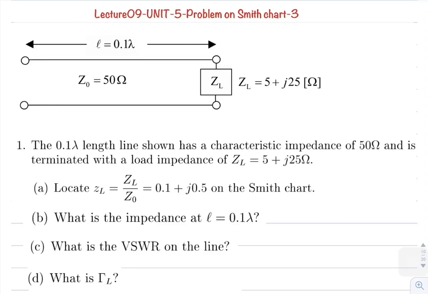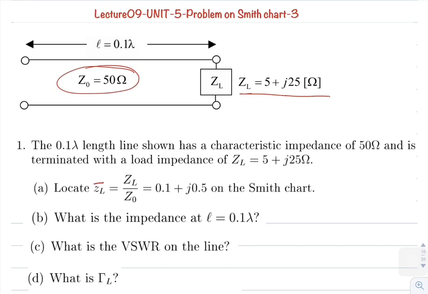Hello everyone. In this lecture, we are going to do a problem on transmission lines by using Smith charts. The 0.1 lambda length line shown above has a characteristic impedance of 50 ohms and is terminated with a load impedance of 5 plus j times 25 ohm. Locate normalized impedance ZL bar equal to ZL by ZO, that equal to 0.1 plus j times 0.5 on the Smith chart. What is the impedance at L equal to 0.1 lambda?